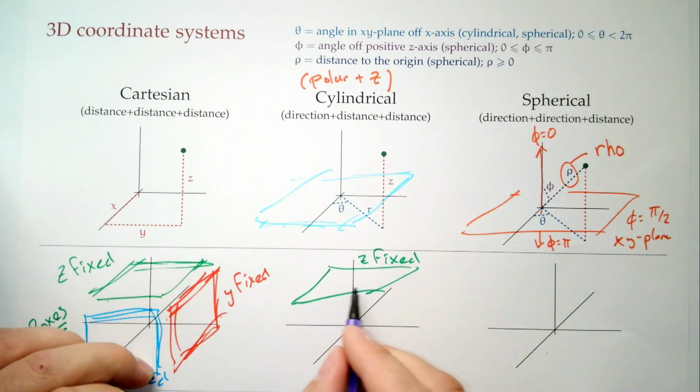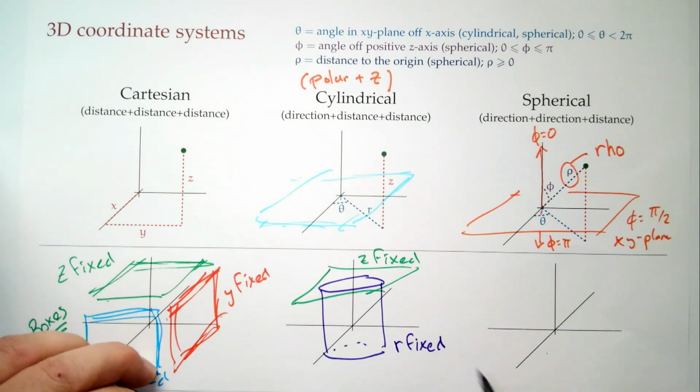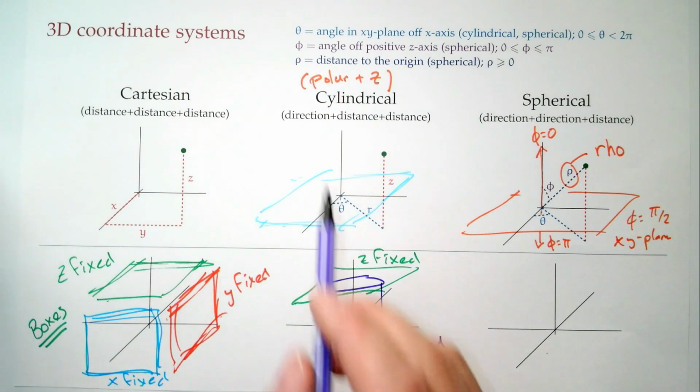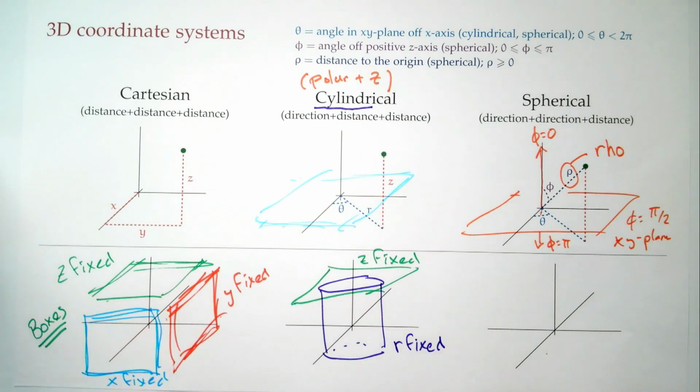So r fixed is a cylinder, and the center of that cylinder is the z-axis. Now, by the way, notice the name: cylindrical. Cylinder. That sort of gives you a suggestion. Cylinders are very nice in cylindrical coordinates. All right, there's one other thing to talk about, which is theta. What does theta fixed look like?